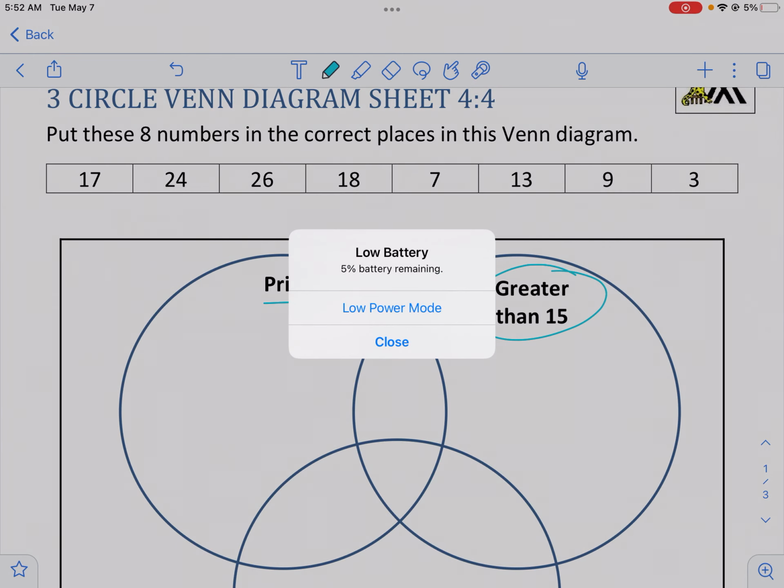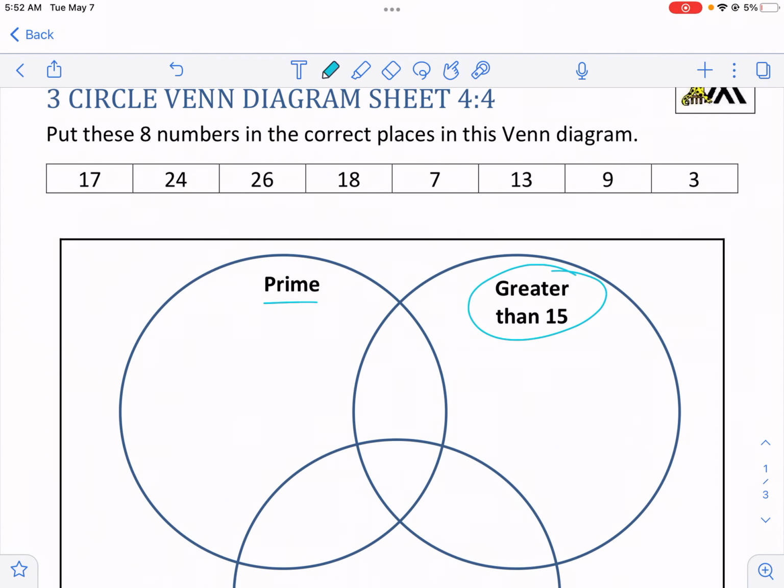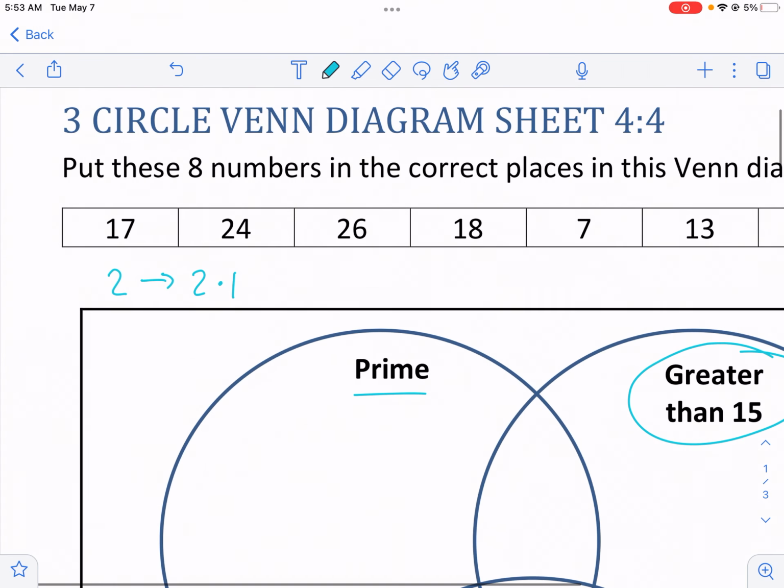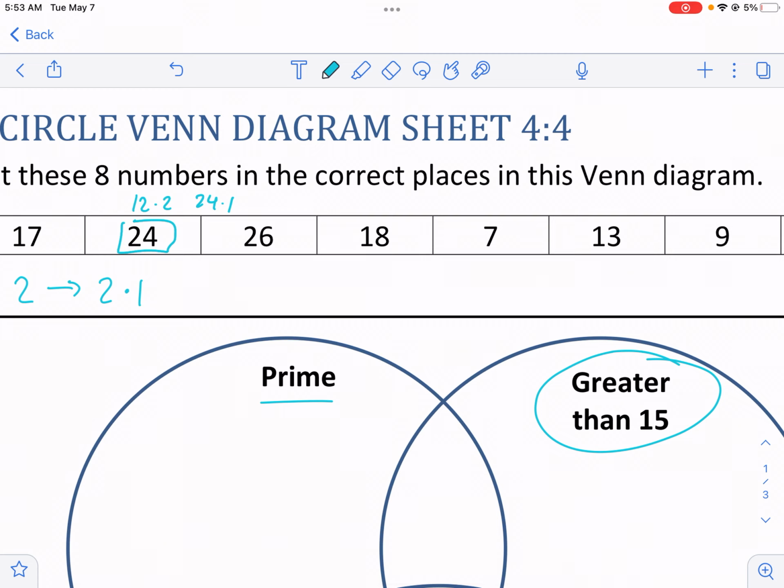Prime numbers have only factors of 1 and itself. The only even number that is a prime number is 2. So we know that 2 times 1 is the only two factors of 2. So that's the only even number. All other even numbers like 24, you can always divide by 2. So we have 12 times 2, 24 times 1, and there's other ones too. But I just wanted to show you that every even number has factors more than just itself and 1.